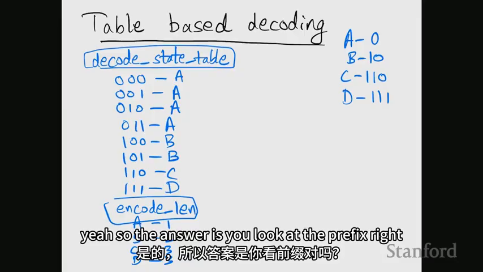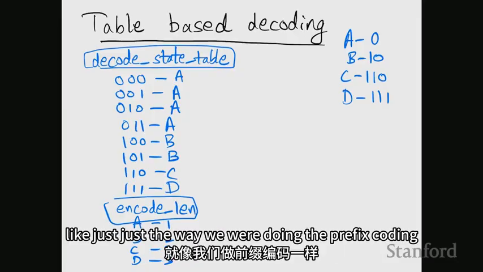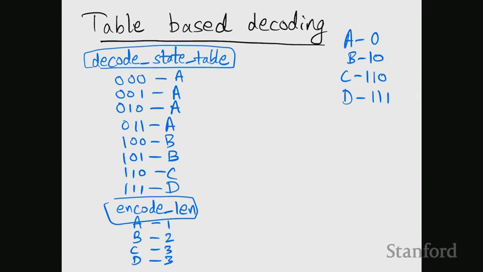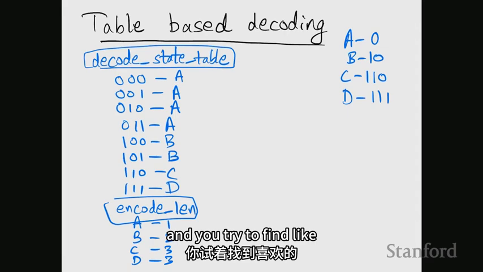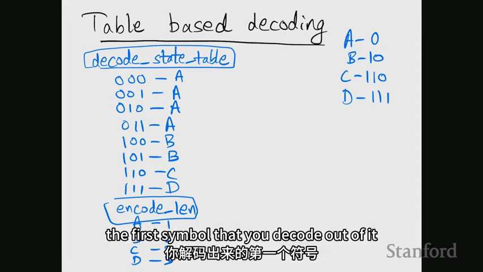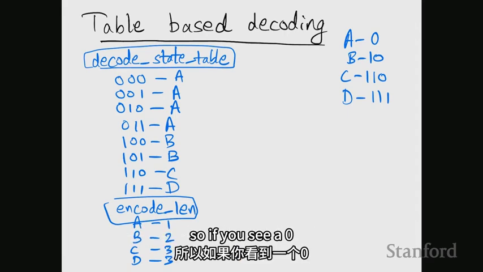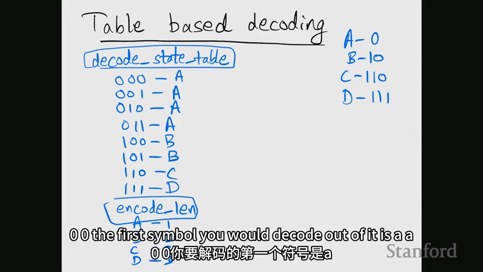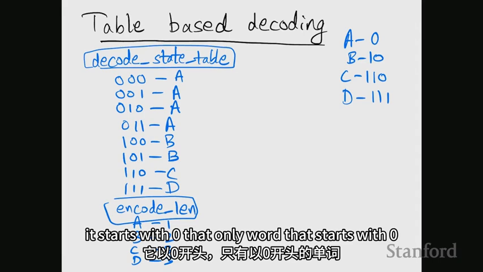Yeah, so the answer is you look at the prefix, just the way we were doing prefix decoding in the past. You look at a sequence and try to find the first symbol that you decode out of it. So if you see a 000, the first symbol you would decode is an A. It starts with 0, that's the only code word that starts with 0.